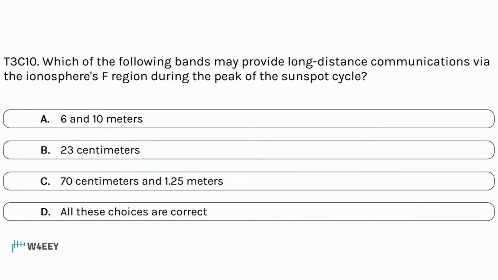And which of the following bands may provide long-distance communications via the ionosphere's F region during the peak of the sunspot cycle? Alpha. You have privileges as a technician on both of these bands, 6 and 10 meters.